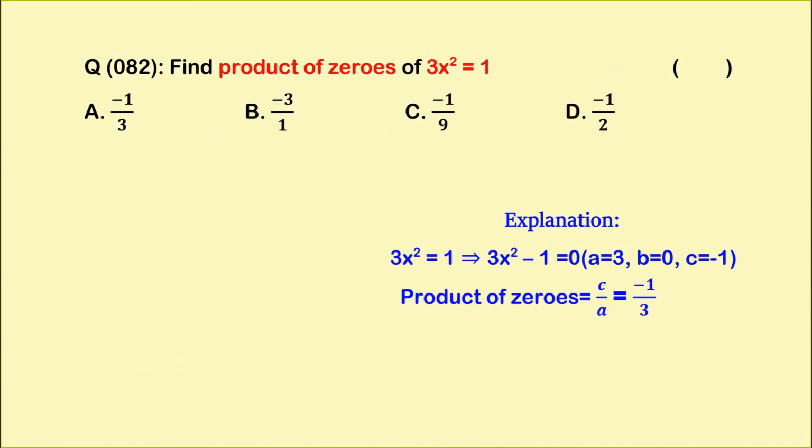Question number 82. Find the product of zeros of 3x square is equal to 1. You see in the explanation, 3x square is equal to 1, that is 3x square minus 1 is equal to 0. If you compare with the standard equation, a is equal to 3, b is equal to 0, c is equal to minus 1. We know the formula for product of zeros is c by a. The value of c is minus 1, the value of a is 3. So we will get minus 1 by 3. So the right answer is A.